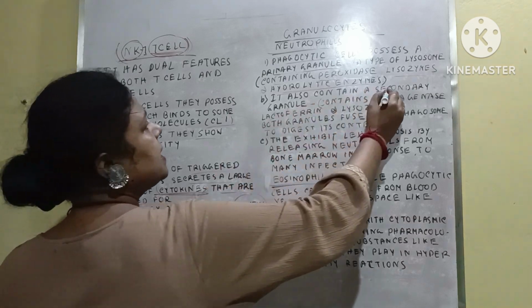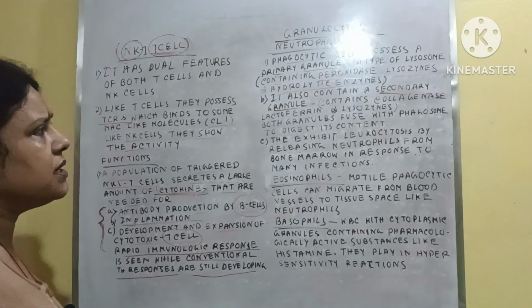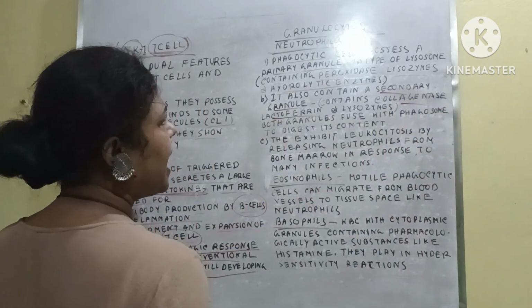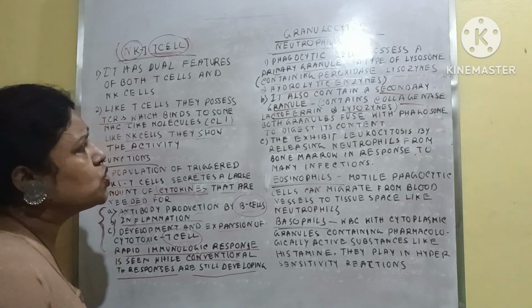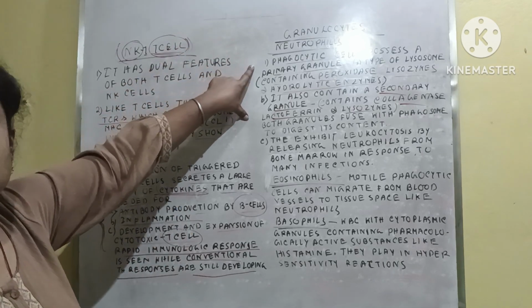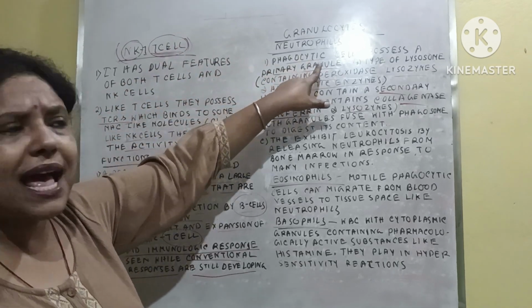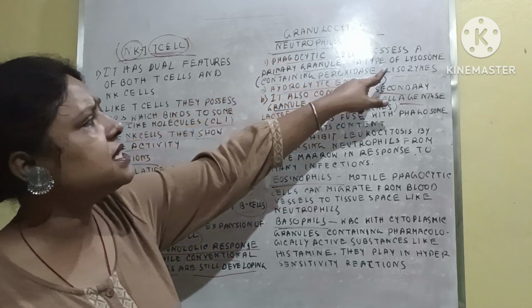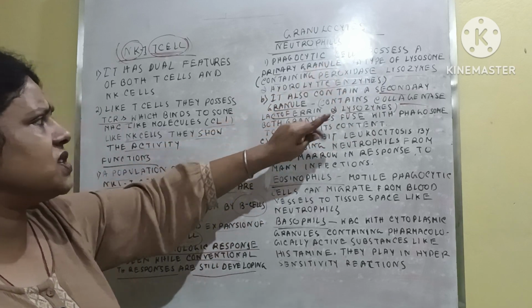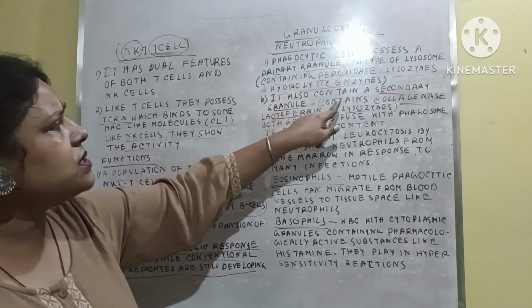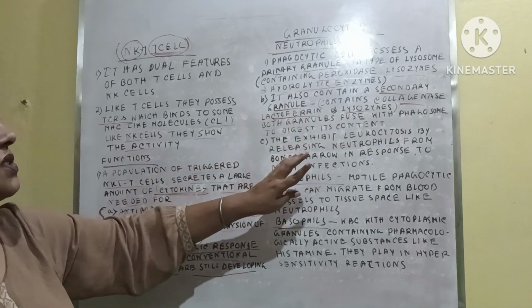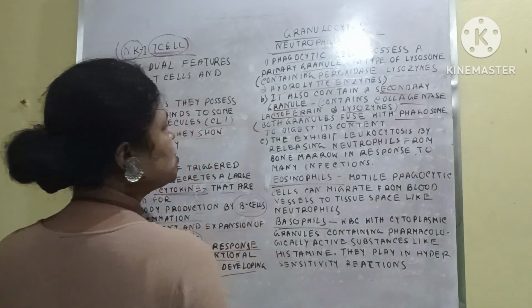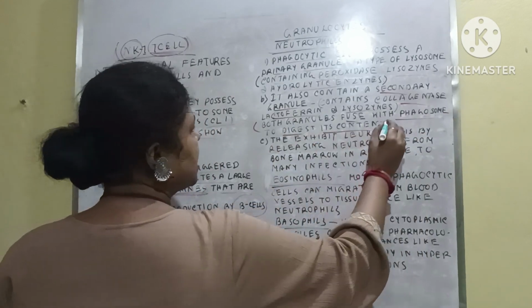Also it contains secondary granules which contain collagenase, lactoferrin and lysozymes. Clear? So there are two types of granules. One is the primary granules, another is the secondary granules. The primary granules contain these types of enzymes and peroxidases, etc., and the secondary granules contain collagenase, lysozymes, etc. Both the granules fuse with the phagosome to digest its content.